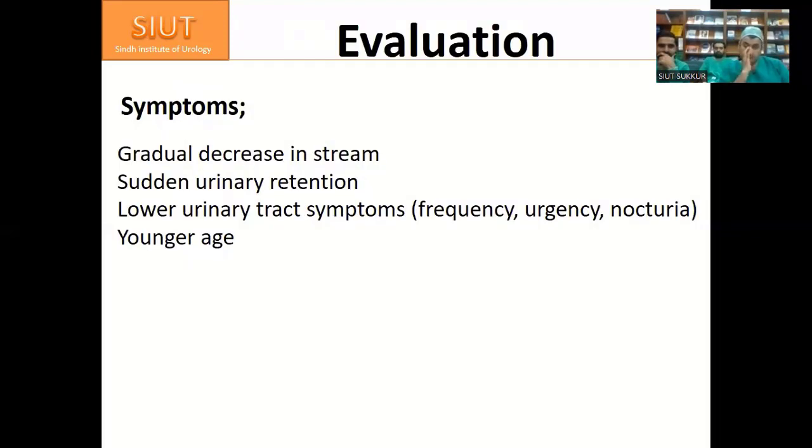Symptoms are a gradual decrease in the stream and caliber of urine. It may lead to sudden urinary retention, and lower urinary tract symptoms like frequency, urgency, nocturia. Mostly such patients present at a younger age.